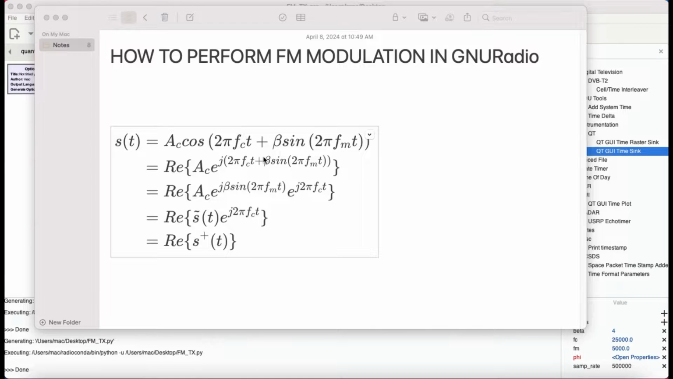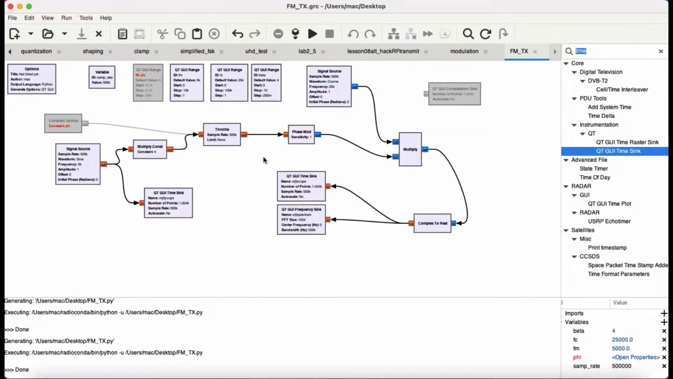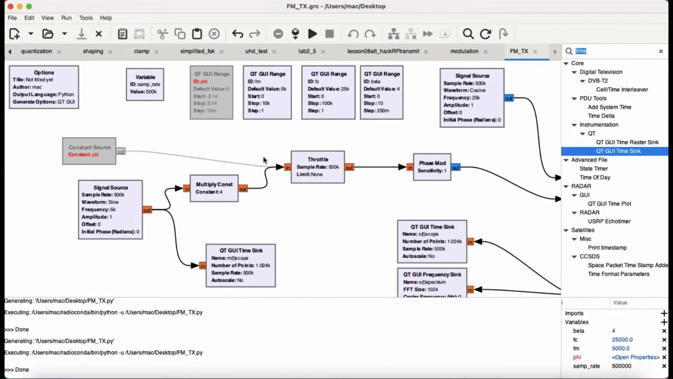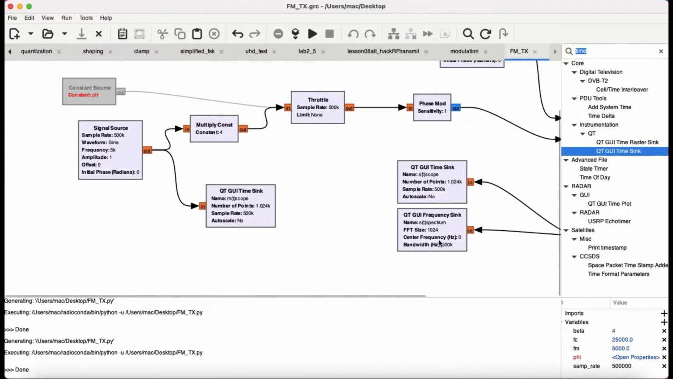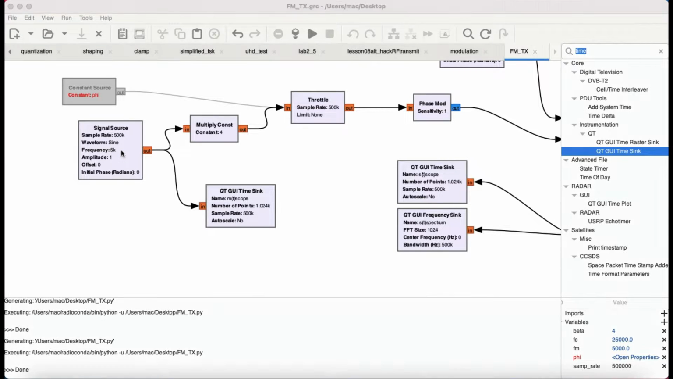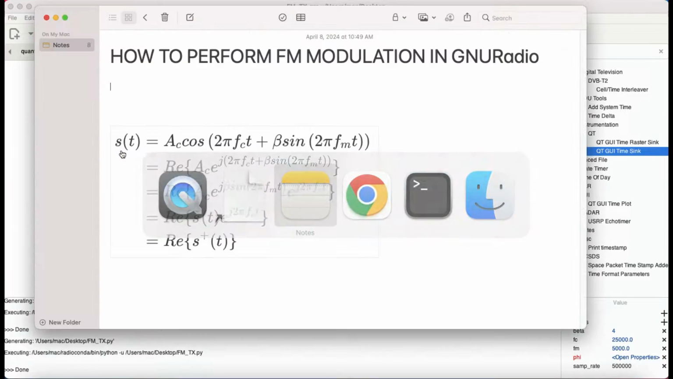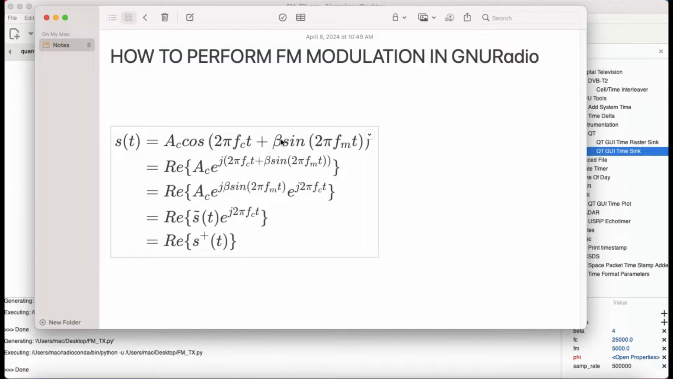Now if you look at my graph, let's look at it now. So I have my signal source. Check this out. Let's follow exactly what the diagram is saying. Okay, look at this.